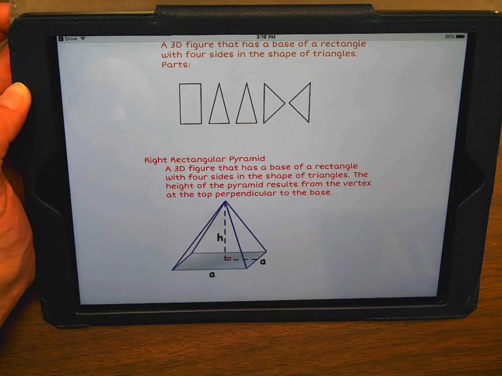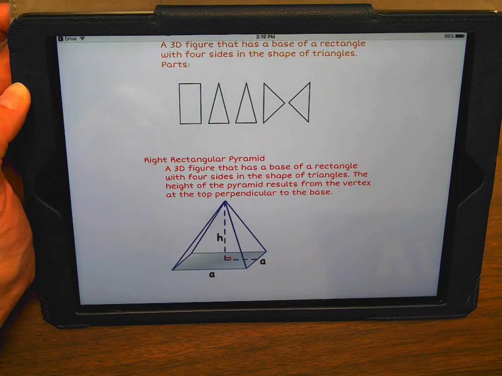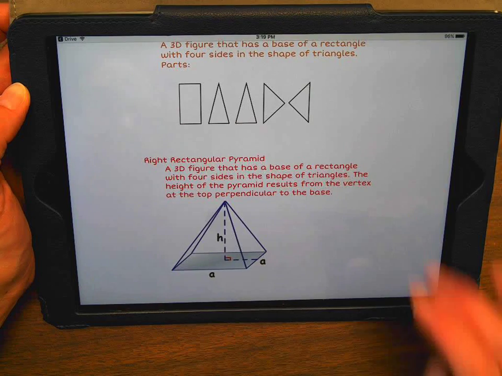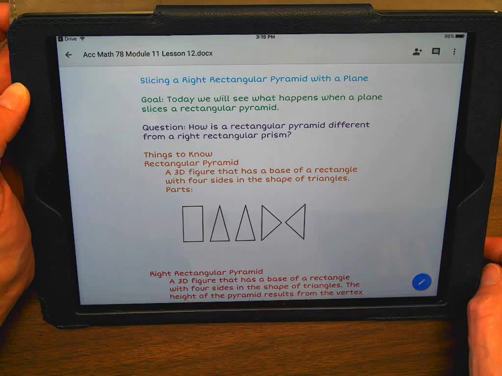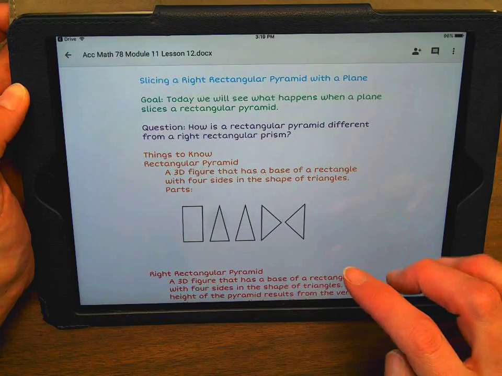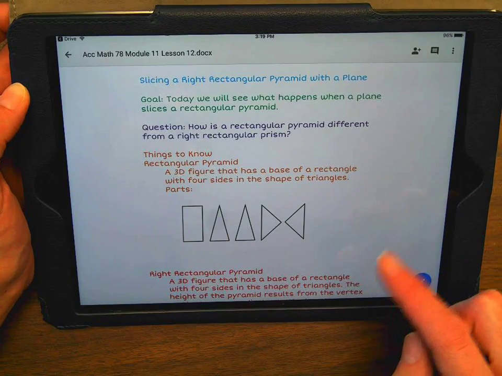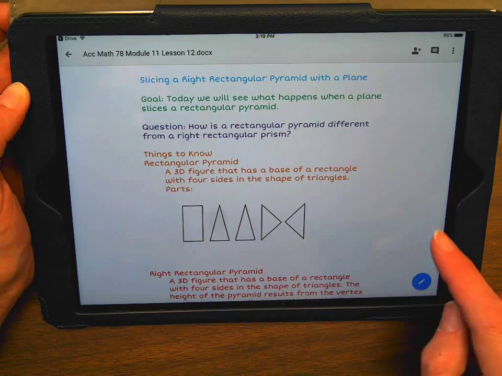The coolest thing that we're going to do is see some pictures in our practice problems where we take a plane and it slices through this, and you have to figure out what is the face of the slice. Some of you are going to be very amazed because slices that you never even thought would work actually work. So it's kind of fun to figure it out. Going back to our goal, today we will see what happens when a plane slices a rectangular pyramid. You can't really see it in the notes. It's all in what we're doing in class, so you'll have to pay very close attention.